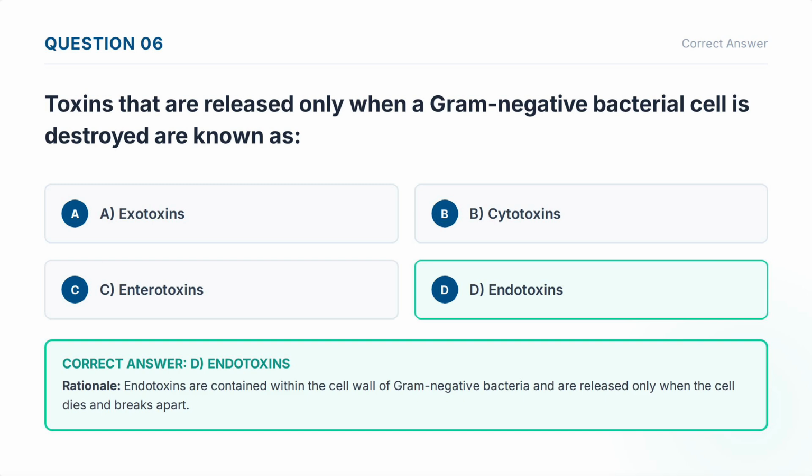Correct answer: D. Endotoxins. Rationale: endotoxins are contained within the cell wall of gram-negative bacteria and are released only when the cell dies and breaks apart.